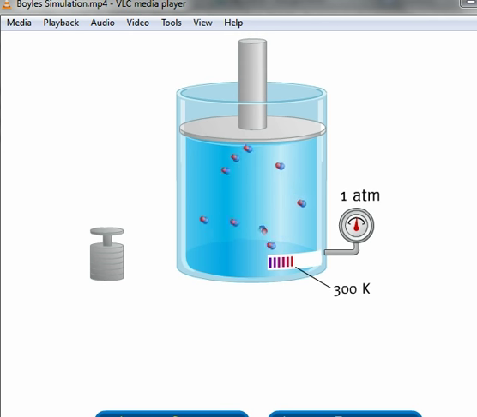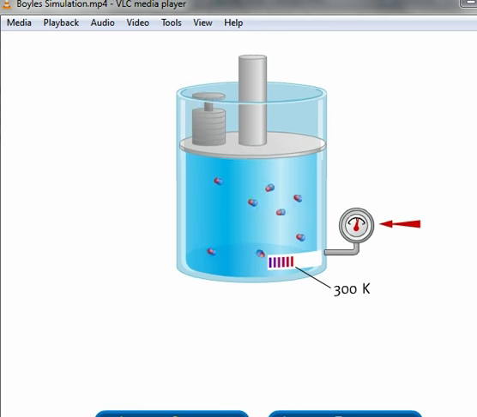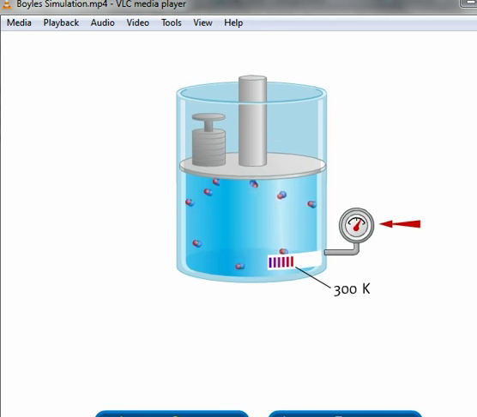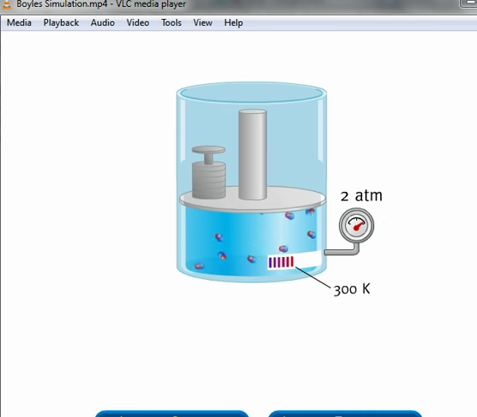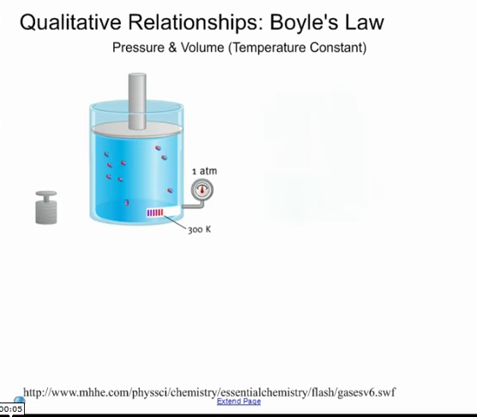So what we have here, temperature's at 300 K, the pressure's at 1 atmosphere. We're going to add a weight to the piston. You can see that the dial here, shown next to the blinking arrow, that the pressure is going up. So the pressure is doubling to 2 atmospheres. The temperature remains the same, but the volume has been cut in half. So here we've seen a doubling of pressure results in the volume being cut.